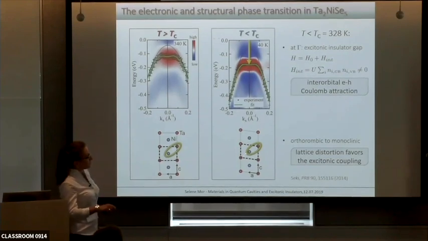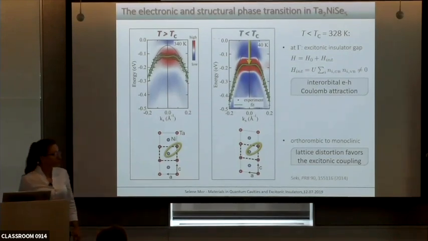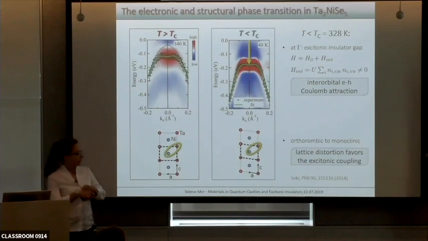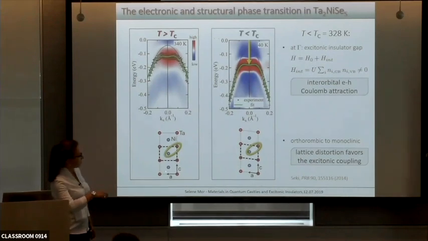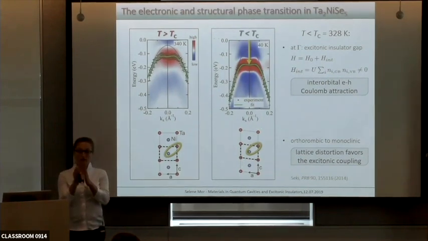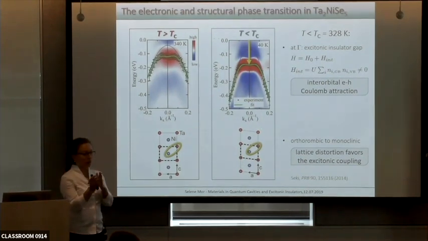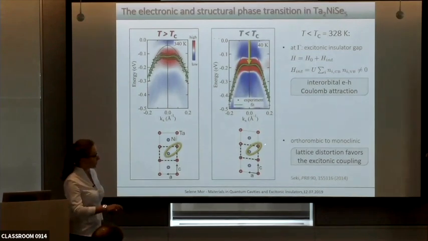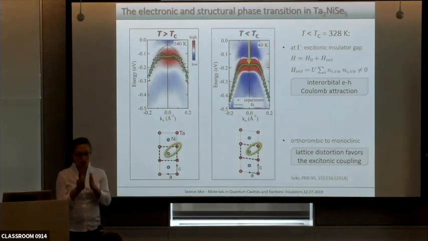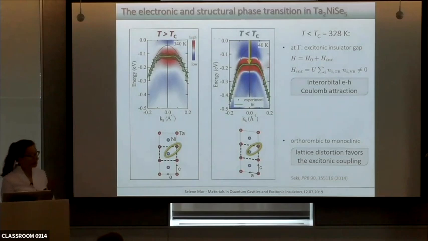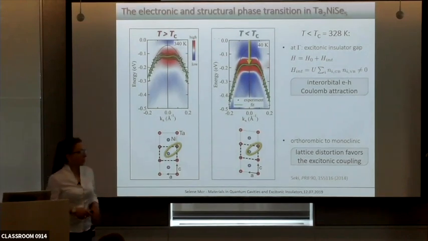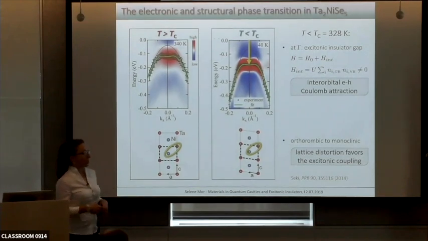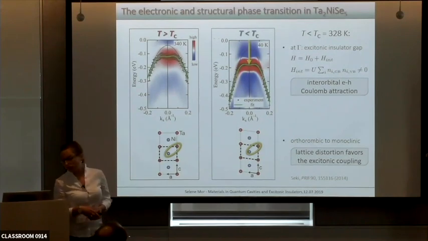And at the same critical temperature, we have this structural distortion, which interestingly involves the shearing motion of the two chains. And this shortens the distance between two nearest nickel and tantalum atoms. And it was also proposed that such shortening might help the excitation of the two bands, and in this way might favor the excitonic coupling at low temperature.